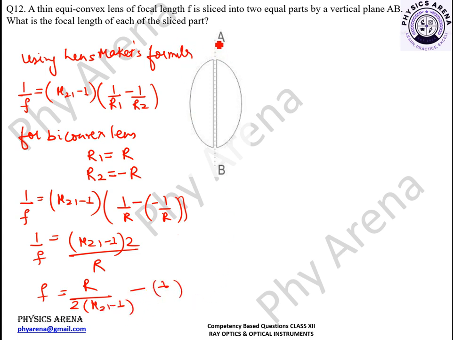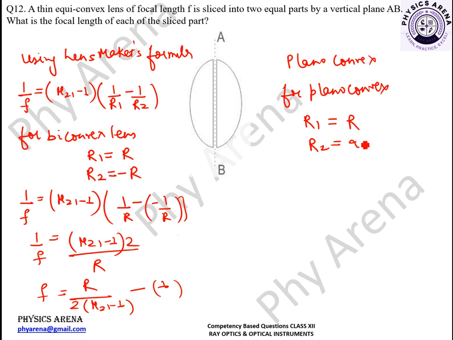Now when it has been sliced into two equal halves by a vertical plane, each of the half becomes a plano-convex. Now for plano-convex, R1 is equal to R and R2 becomes equal to infinity. So I can use these values in the lens maker's formula to determine the focal length of plano-convex, that is the sliced part.